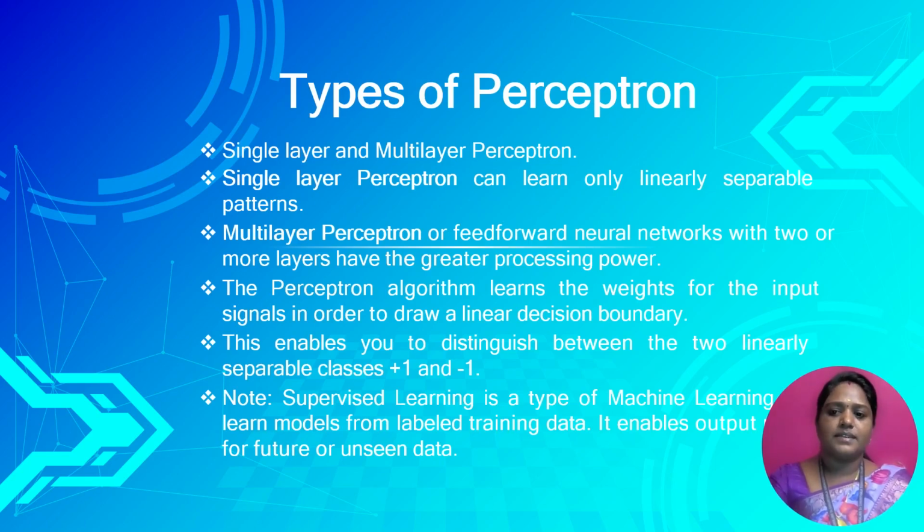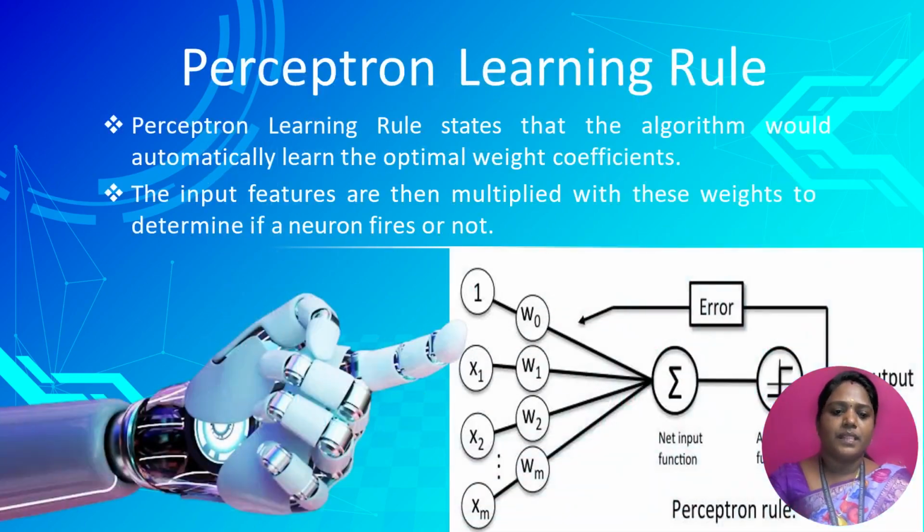So the next one is the perceptron learning rule. The main thing is that you have to analyze the perceptron's learning rule to solve complex problems. These algorithms automatically learn the optimal weight coefficients.